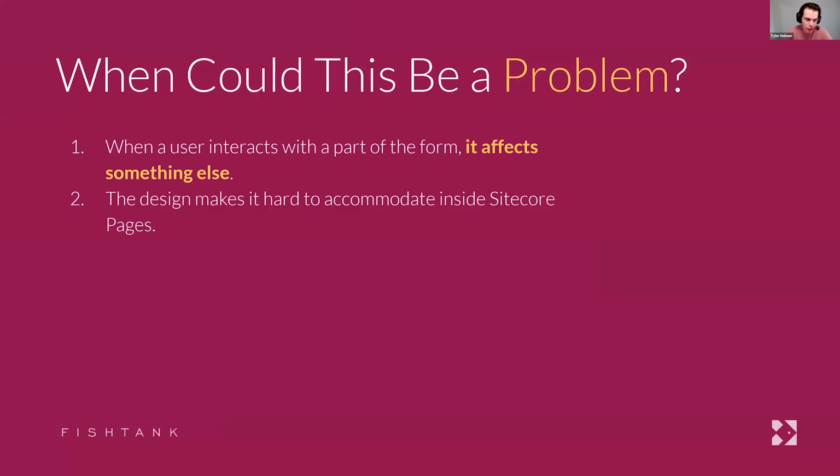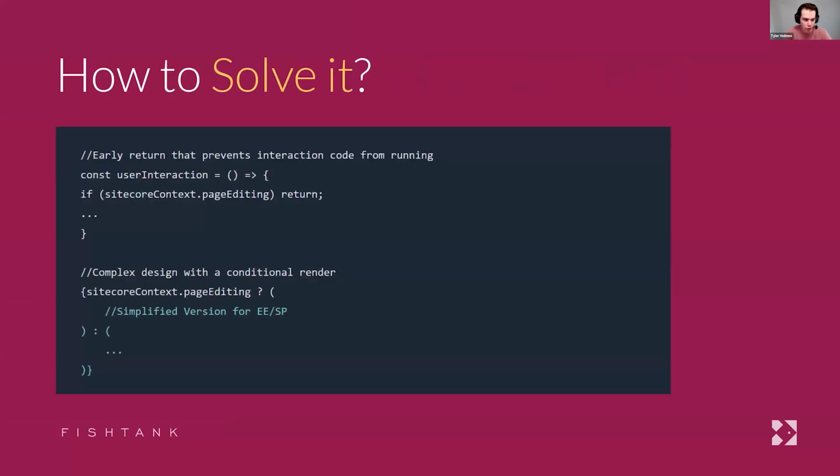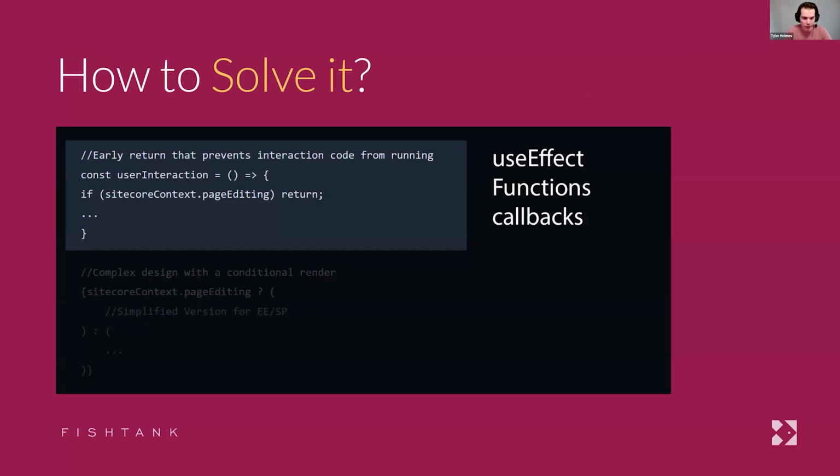The solution we usually take is to build out a specific component for Sitecore itself. So we take those multiple small subset components that we have and split them into an editable version that's specific for Sitecore. You can start by putting an early return statement in any of your functions that require user interaction. So any useEffects, any functions, any callbacks, anything where the code's running, including in your fetch function for your SWR calls. And this just stops the code from running when it's inside Experience Editor, because obviously it's not needed.